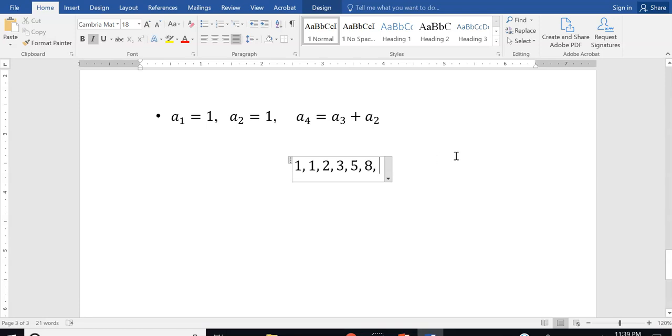5 plus 8 is 13. 13 plus 8 is 21. 21 plus 13 is 34. And you can see it's starting to take off a little bit. 55 would be the next term, and so on and so forth.